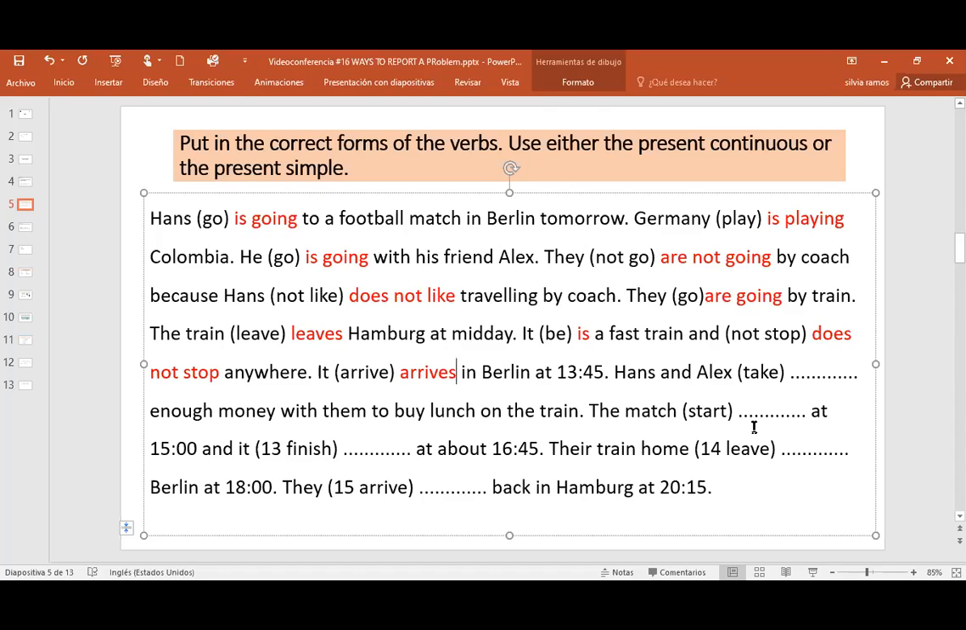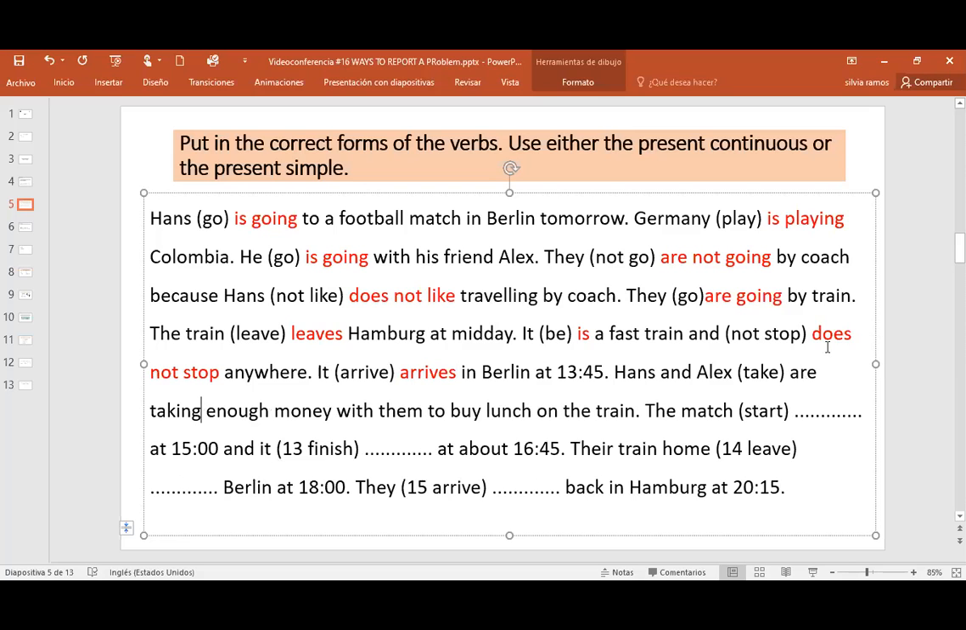Mr. Alexis, Hans and Alex. Hans, Alex are taking. Mm-hmm. Are taking. Very good. Read the complete sentence. Vea la oración completa, por favor. Esa palabra no sé cómo se dice.